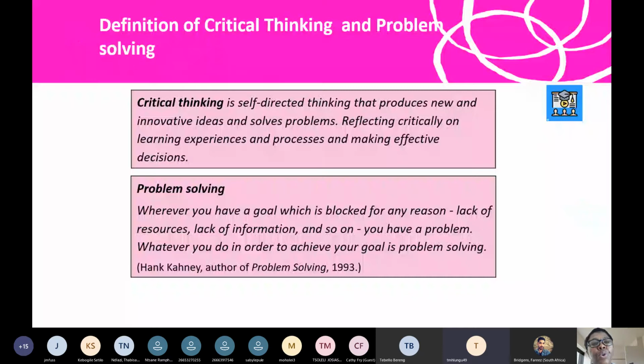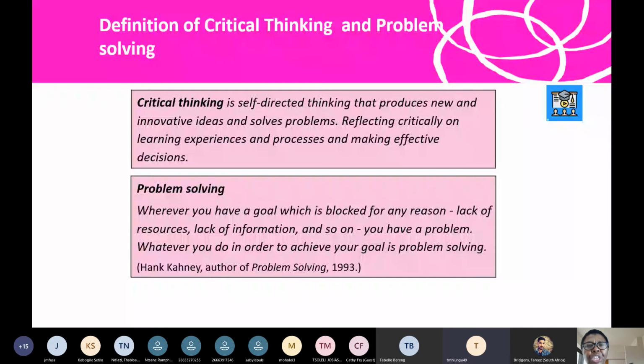And if you look at the definition that is on your slides there, it starts by defining critical thinking and problem solving. And the words that you have written are evident in that definition. Critical thinking is self-directed thinking.